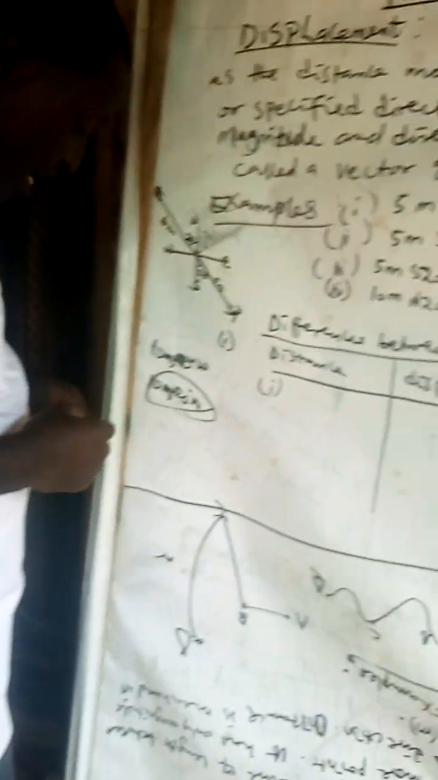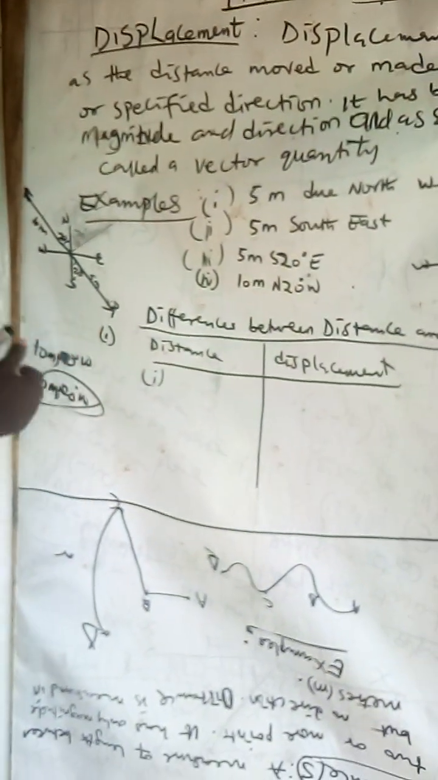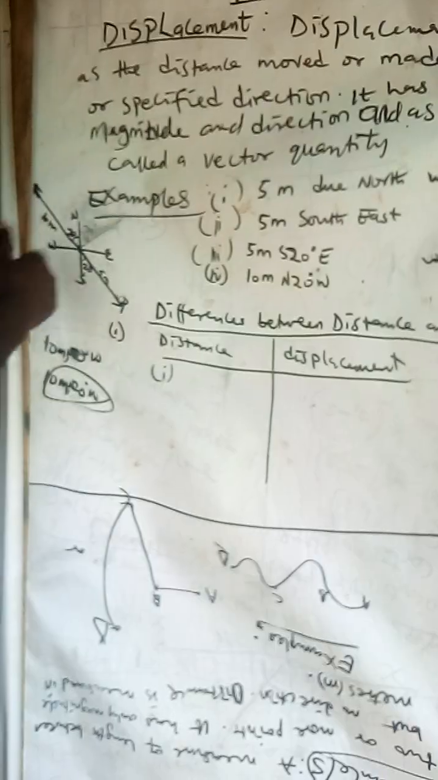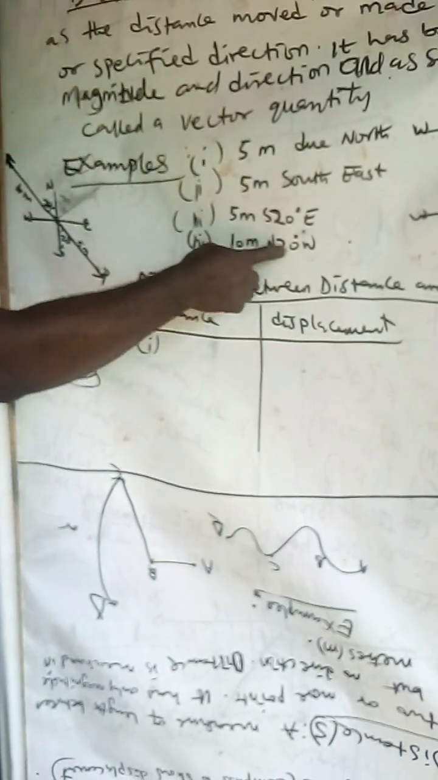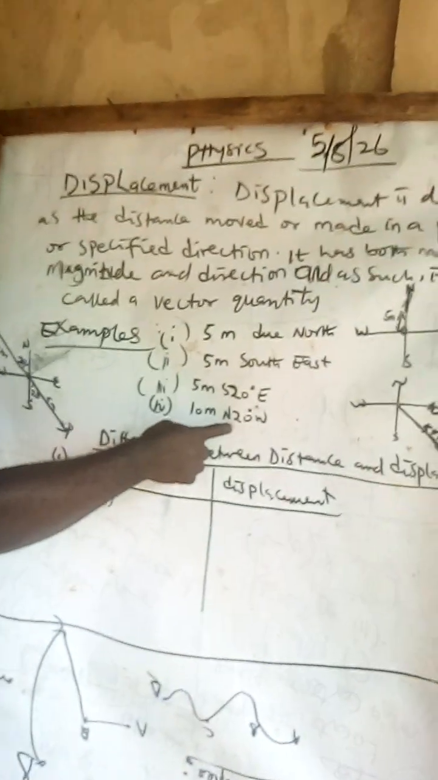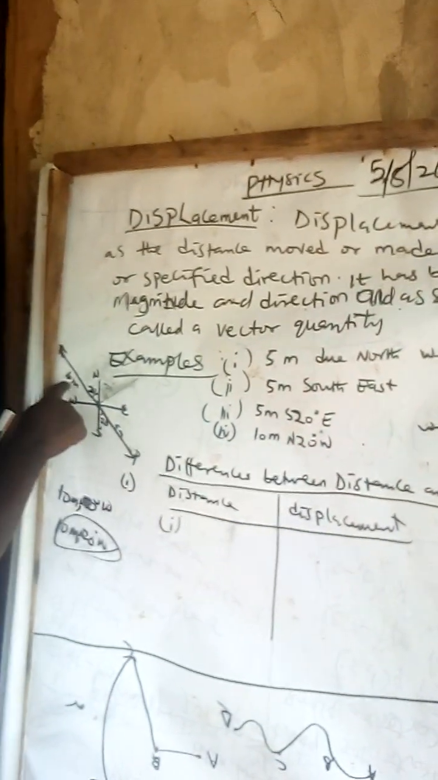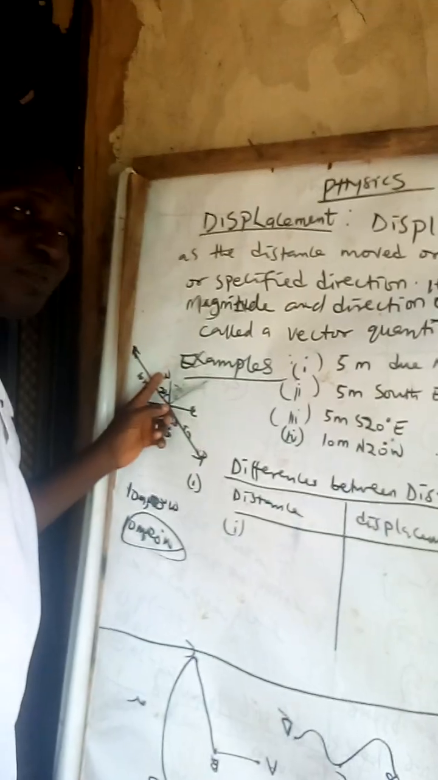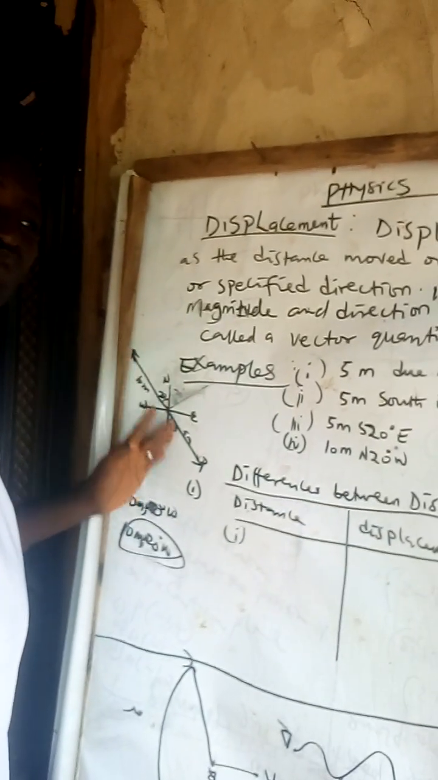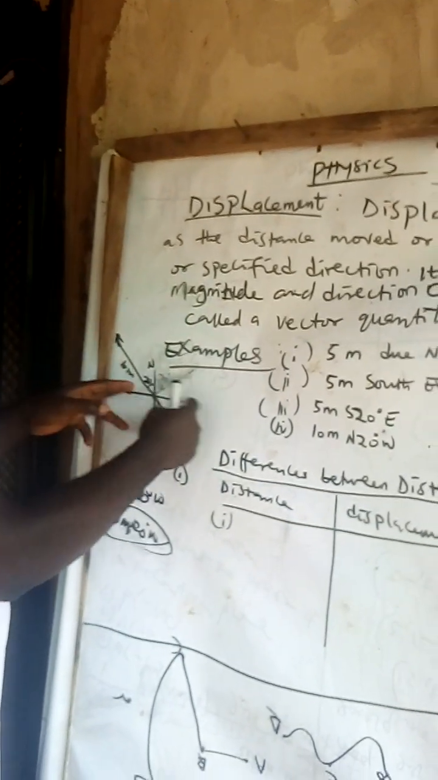Okay? I need to clean this so that I'll write it again. Or you can even write it here as it is written here. That's how you show it. 10 meters 20 degrees west of north is this way, closer to the north, because north and south are the two major cardinal points. These ones are sub.